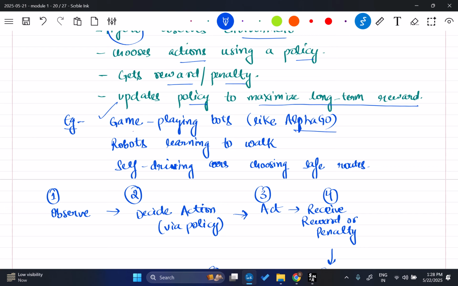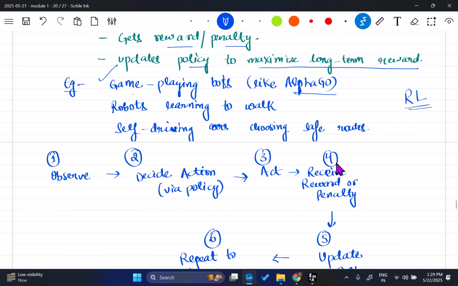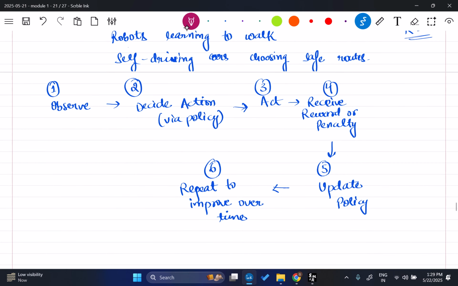So the application areas of reinforcement learning are playing bots, where the computer plays the game, a robot learns to walk, or self-driving cars choosing the safe routes. All these are examples of reinforcement learning, which is also a category of ML systems based on supervision during training. Here I have shown some steps of reinforcement learning.